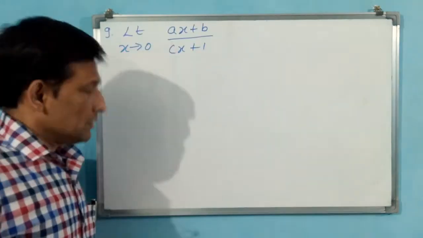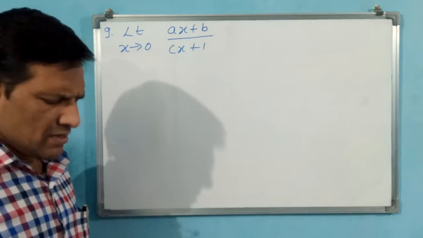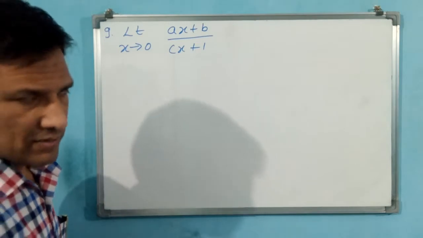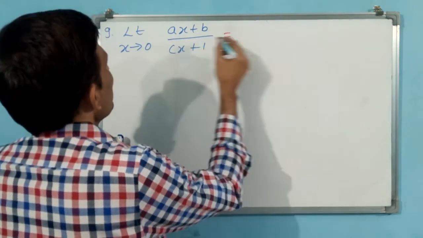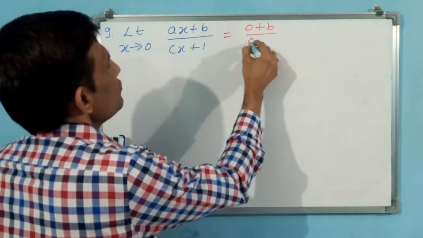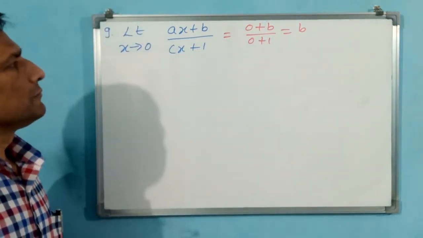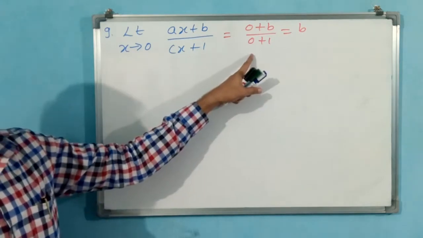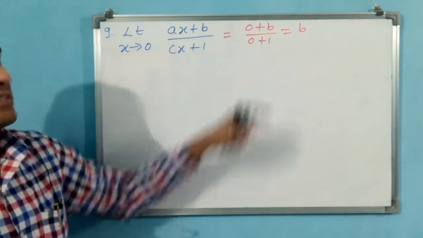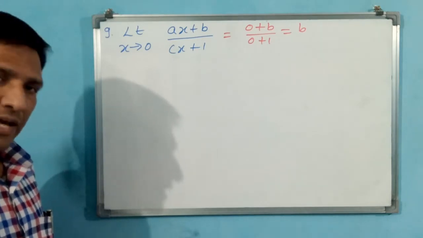Let us go for the 9th question. Limit x tends to 0, ax plus b by cx plus 1. First of all, let us substitute. If substitution itself gives the answer, then we need not think much. See what will happen. a into 0, 0 plus b, by c into 0, 0 plus 1, that is equal to b. One step answer. So b will be the answer for this 9th question.